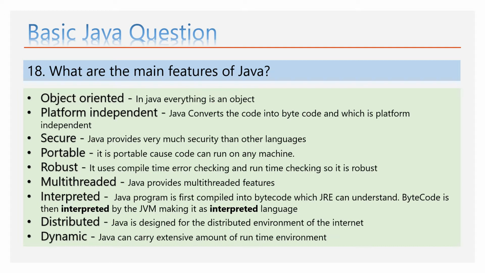Distributed. Java is designed for the distributed environment of the Internet. Dynamic. Java can carry an extensive amount of runtime information.